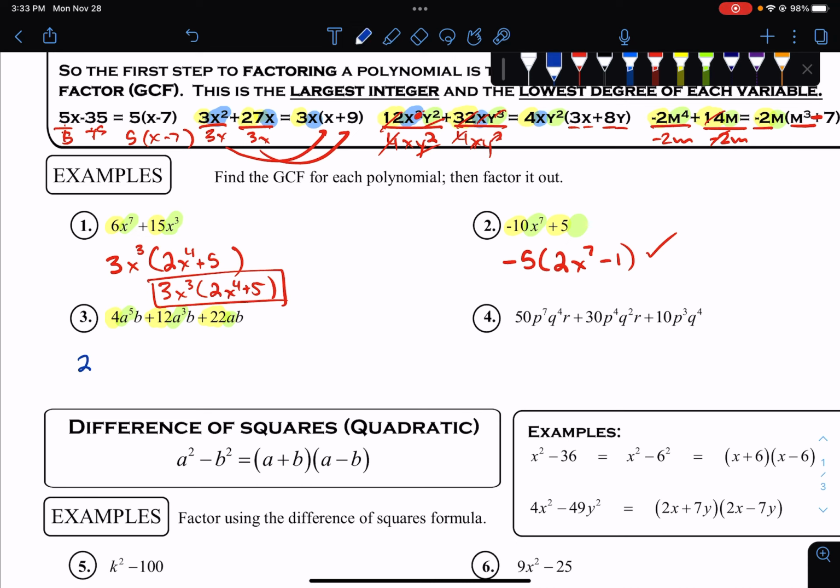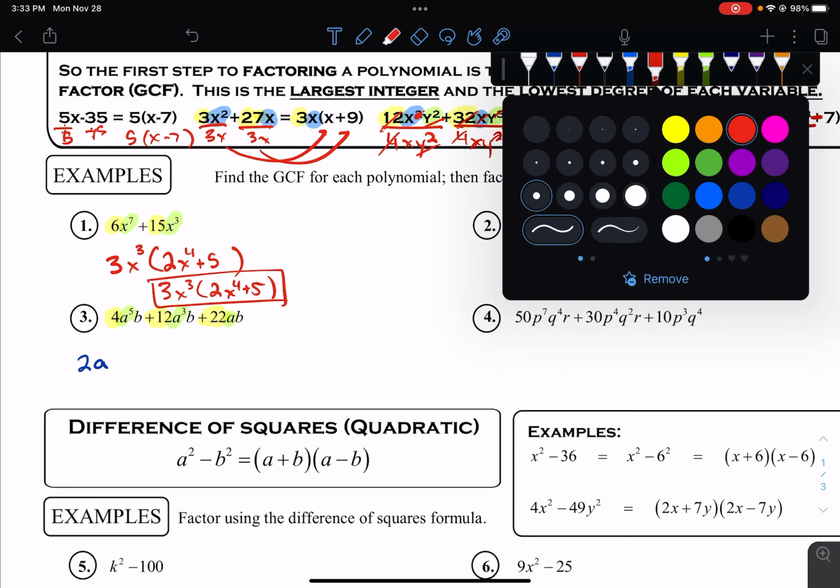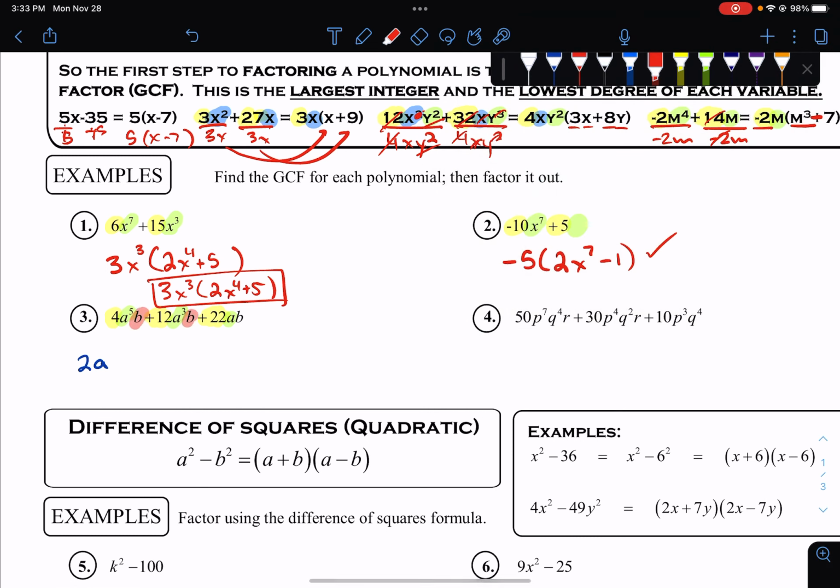So I'm only going to be able to take out one a. And then I have a b, and a b. So I'm going to be able to take out a b. So 4 divided by 2 is 2. A to the 5th divided by a is a to the 4th. B divided by b is nothing.